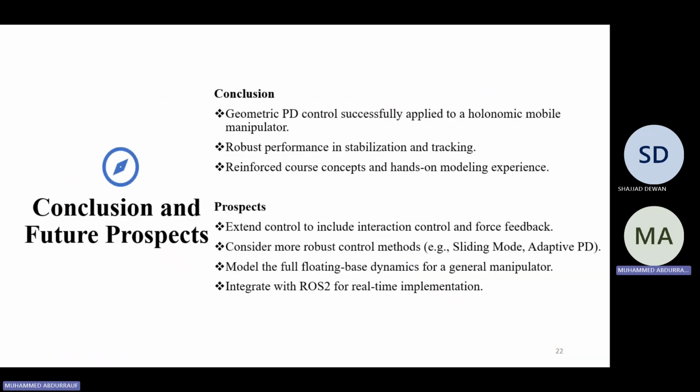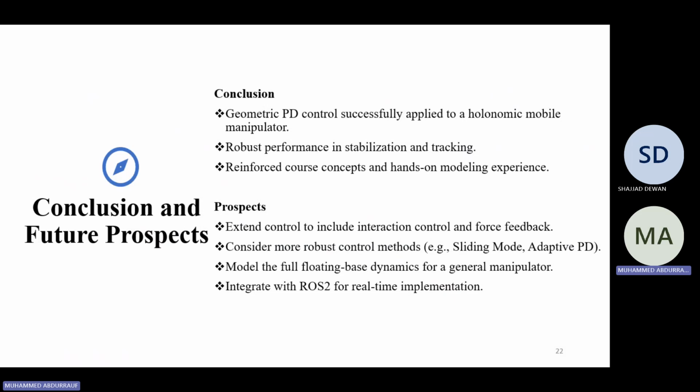Now, in conclusion, we're able to implement the PD control successfully. What we have is non-holonomic, but it basically behaves like a holonomic manipulator. It was able to track, although with some steady state error for the orientations, but for the translations, with no steady state error and very fast settling time. And these, of course, reinforce a lot of concepts that we learned in the class in terms of control.